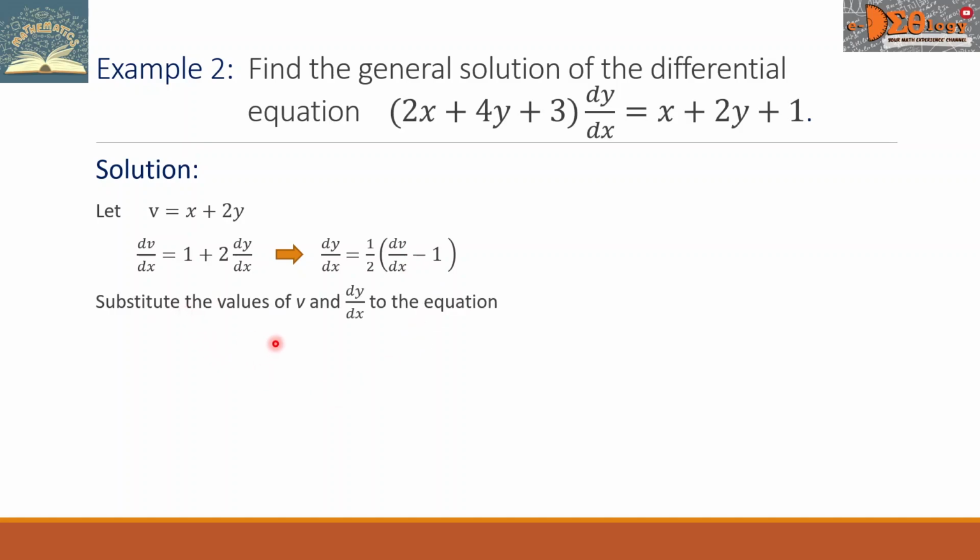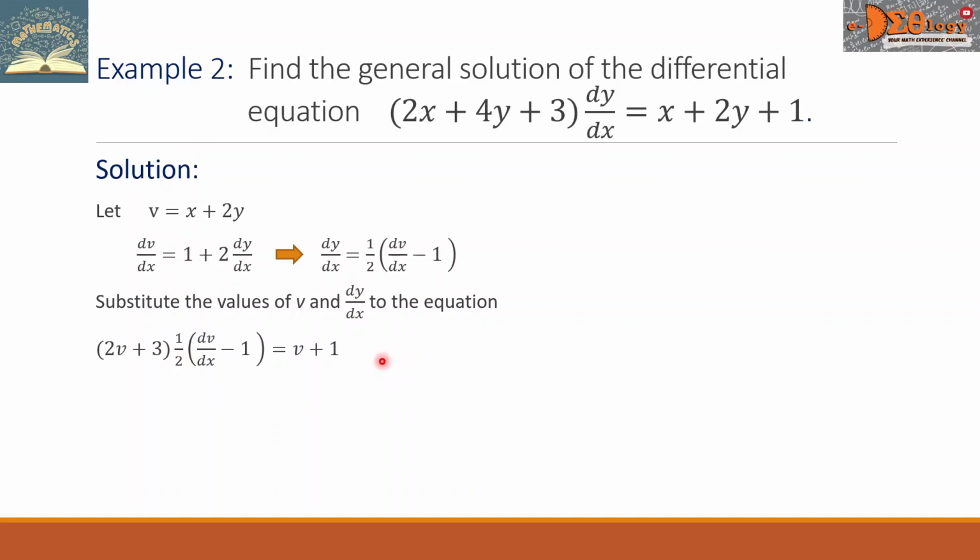Then we substitute the values of v and dy over dx to our equation here. So it becomes like this. This 2x plus 4y plus 3 becomes 2v plus 3 times the dy over dx. Here is now the new value: 1/2 times the quantity dv over dx minus 1 equals, the right side is x plus 2y, that becomes v, then plus 1.